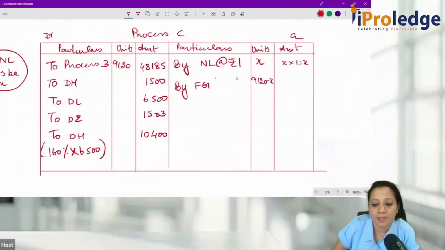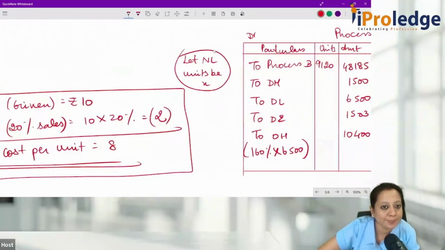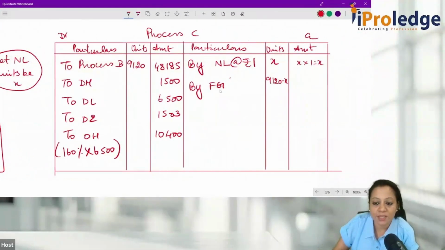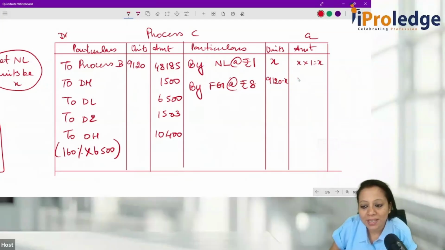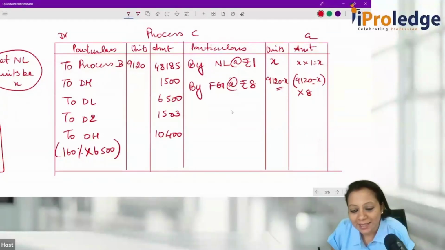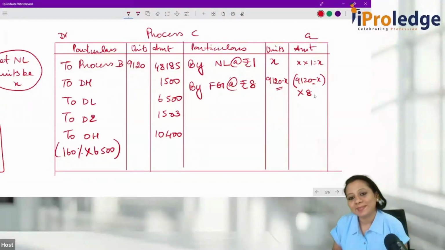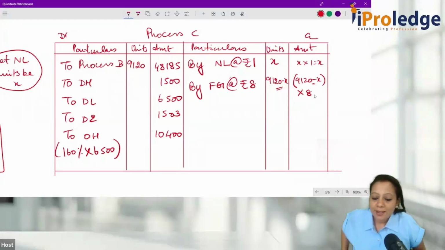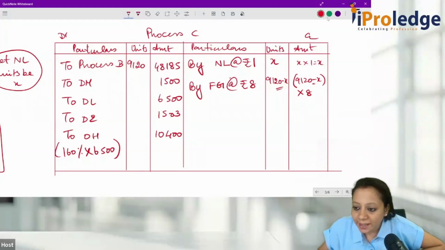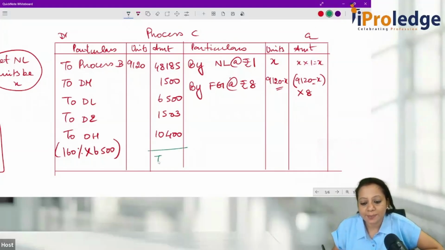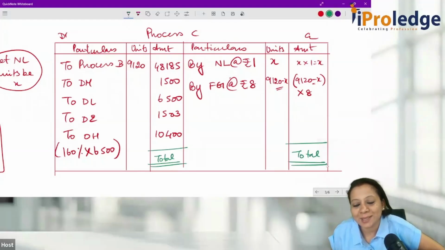So can I say FG is going to be, should I show that again, dear? Okay. So now FG is going to be at the rate of rupees 8, right? So amount is equal to 9120 minus X into 8, can I say? Number of units is 9120 minus X and cost per unit is 8. Yes. So now, will you all agree if I say the total of debit side will be equal to total of credit side? Same or not? Yes, ma'am.